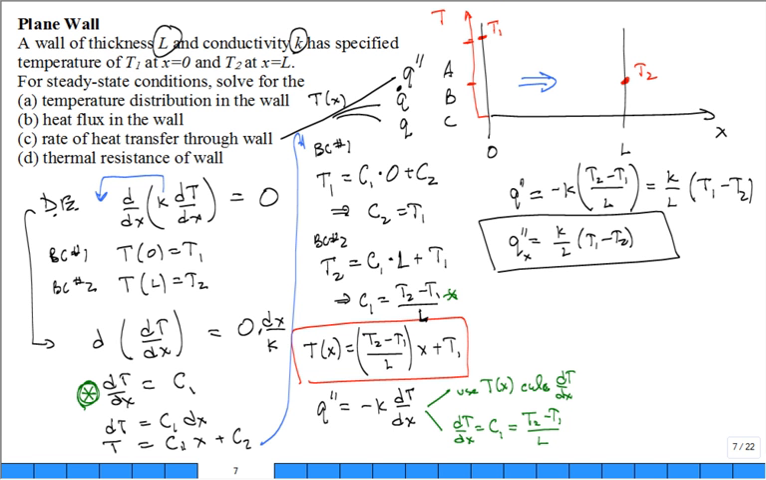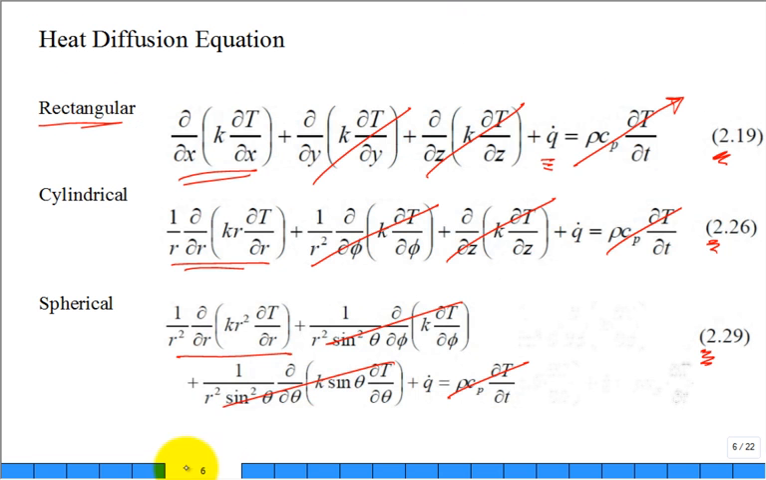Q double prime was our answer for part B, so I think we can rule that one out. It's not the heat flux, it's the rate of heat transfer. How do I calculate the rate of heat transfer? I have the heat flux and I multiply by the area, do I not? And so some people would put the dot on top, thinking, hey, this is a rate. Dot on top means rate. But in this class, what does the dot on top of the Q mean?